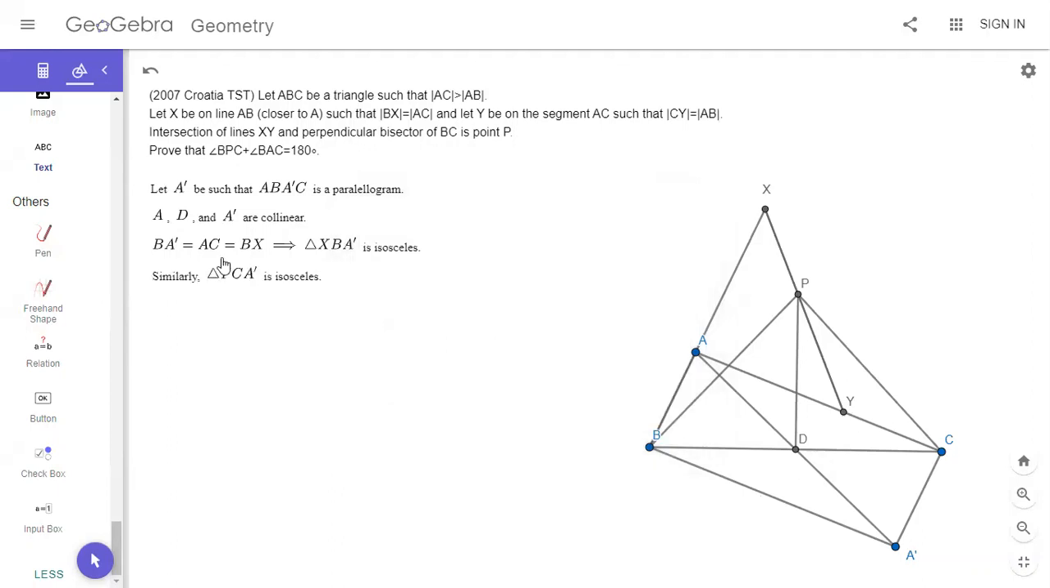And now I'm going to use these two facts. So they're similar isosceles triangles. So I'm going to write that out. But I'm going to use it to show that A prime, Y, and X are collinear. So here's how I'm going to do it.